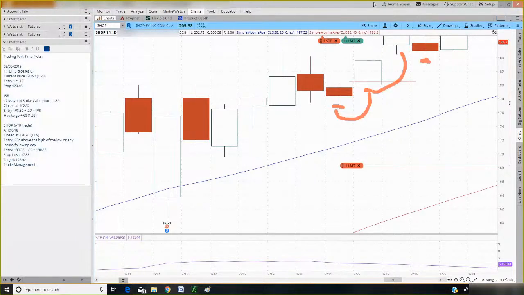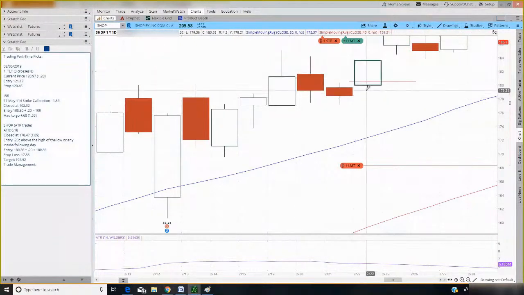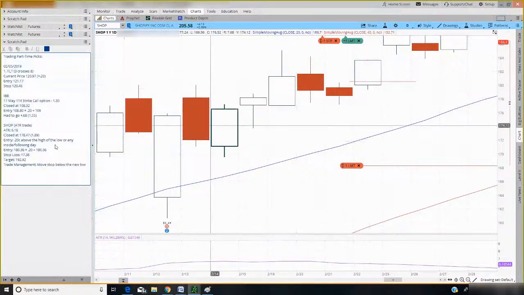So your management is simple. Every day, you're going to look at your chart. If the low's higher, you're going to move the stop to 20 cents below the new low. That is it. Until you either get stopped out or it hits your target. Every day, you're going to be moving your stop up. Because here's the deal.